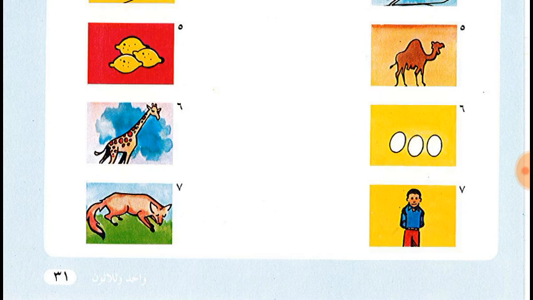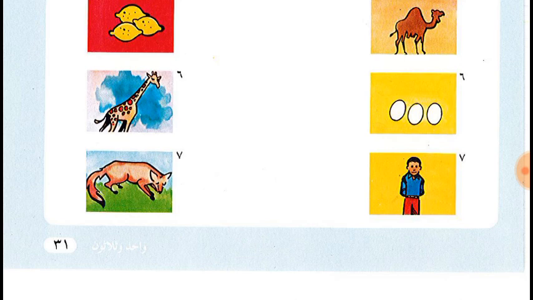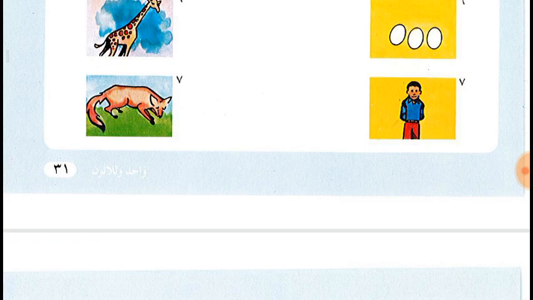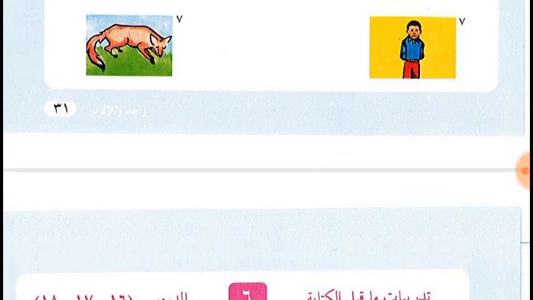Al-bayda means one egg. Al-bayd, eggs. At the end. What is a giraffe? Az-zarafa. A giraffe. Al-waladu. A boy. You cannot use tanween with alif lam. Al-waladu. A boy. Ath-tha'lab. Fox. And page 31 is called Wahid wa Thalathun.